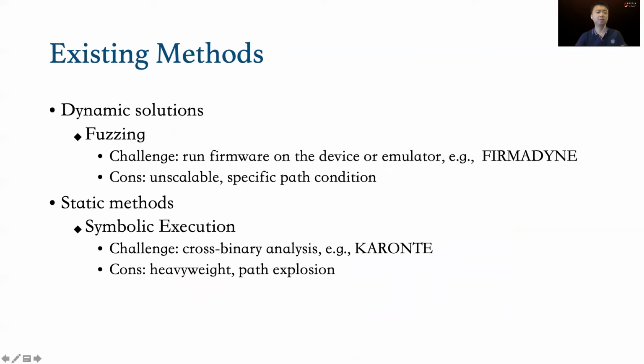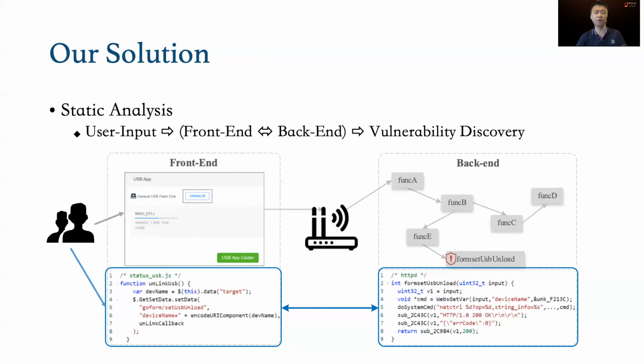There are many existing methods, including dynamic solutions and static methods. Fuzzing is a popular one, but if we want to apply fuzzing on IoT devices, we must have real equipment or run firmware in an emulator. Due to different environments and peripherals, it is unscalable to apply emulation for different devices. Meanwhile, specific path conditions are also a common problem for fuzzing. Then for static methods like symbolic execution, it is heavyweight in most cases and usually falls into path explosion when exploring complicated functions. Now we propose another solution.